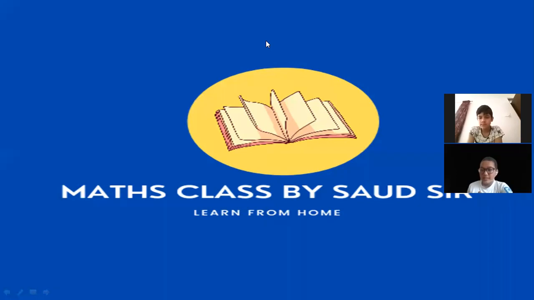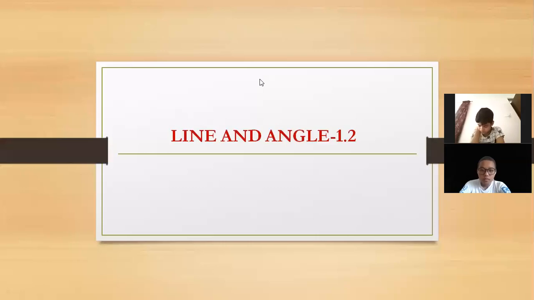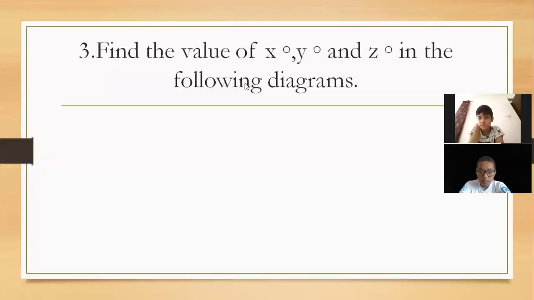And today, we are going to read exercise 1.2. This is the last class of 1.2, as we have learned yesterday also. Today also, we are reading the same exercise, the last questions, that I am going to explain to you. In this class, look here: lines and angles, exercise 1.2. Find the unknown angles x degree, y degree, and z degree.